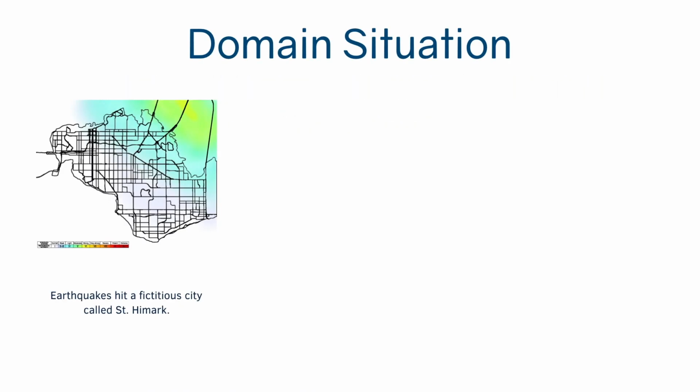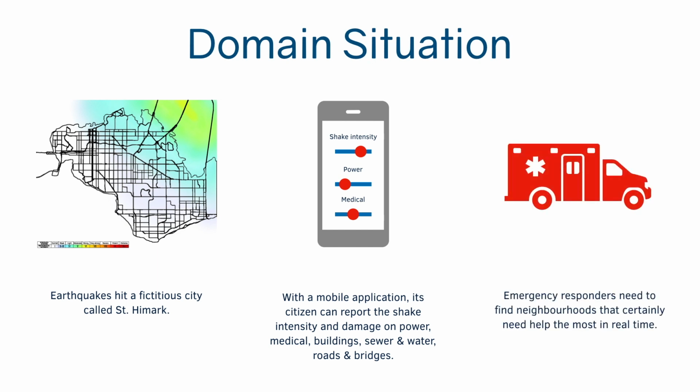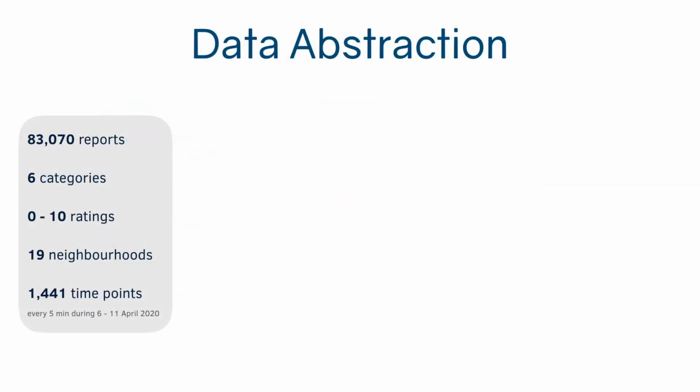In this challenge, we have an imaginary situation of earthquakes hitting a city. In the city, the residents have a mobile application that can report the shake intensity and the damage around them. The city's emergency responders want to use this information to find where to help first, and they should make the decisions with a degree of certainty. We had over 80,000 reports from the citizens over 5 days.